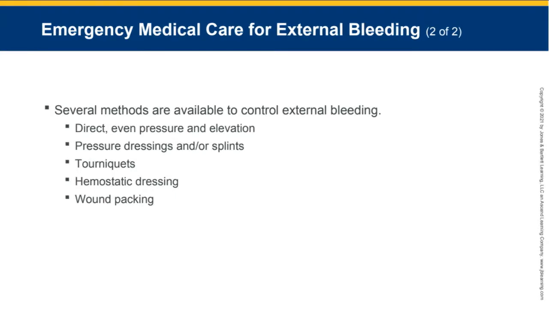Several methods are available to control external bleeding. You have direct, even pressure, and elevation. You can use pressure dressings and or splints. If you have proper training and it's within your protocols, you can apply a tourniquet.